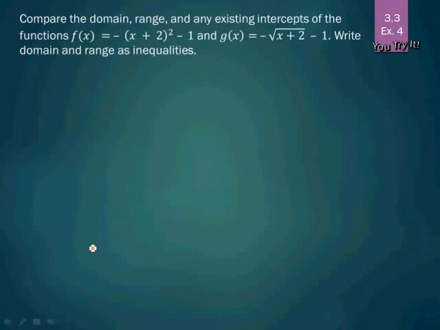Compare the domain, range, and any existing intercepts of the functions f of x equals negative (x plus 2) squared minus 1 and g of x equals negative square root of (x plus 2) minus 1. Write domain and range as inequalities.